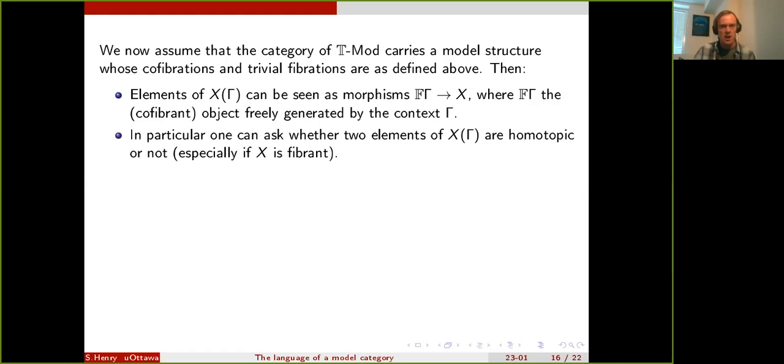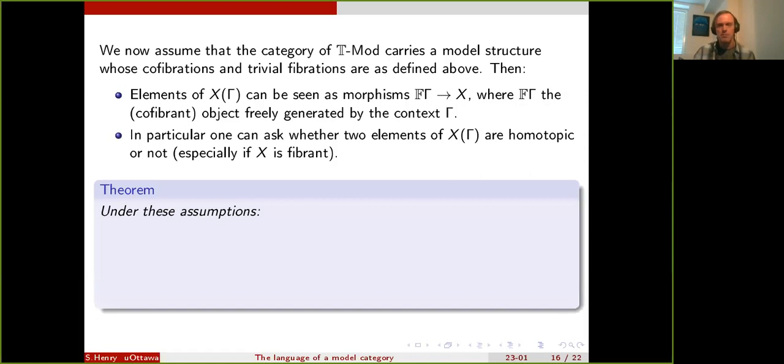And in particular, you can ask whether two elements of X gamma are homotopic or not, because they are morphisms in the model category. And so there is a sense in which they can be homotopic. And this is especially reasonable to do if X is fibrant, because homotopy is specifically well-defined for maps from a cofibrant object to a fibrant object. So if X is fibrant, those are maps from a cofibrant to a fibrant object. So we have a notion of homotopy for elements of X gamma.